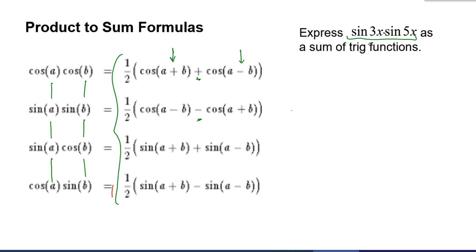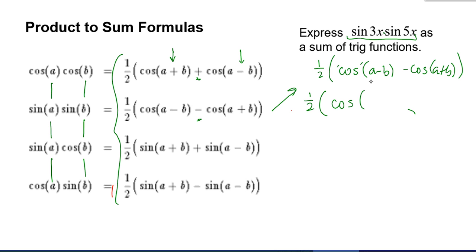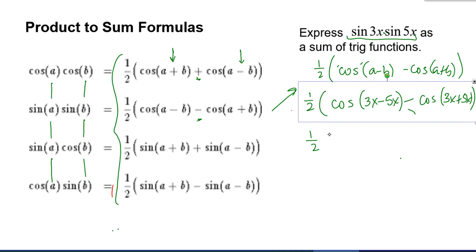All right, first one is sine of 3x times sine of 5x. So the formula is going to be 1/2 cosine of A minus B minus cosine of A plus B. So 1/2 times cosine of 3x minus 5x minus cosine of 3x plus 5x. Okay, it gives us 1/2 times cosine of negative 2x minus cosine of 8x.